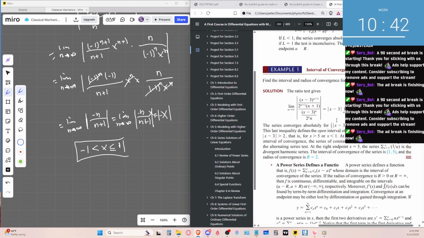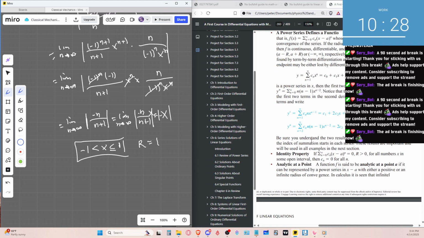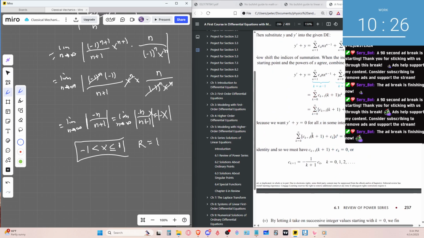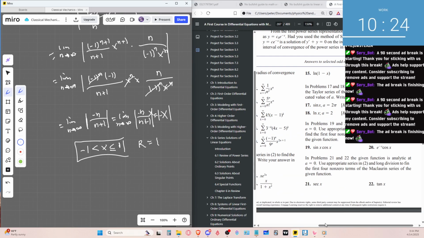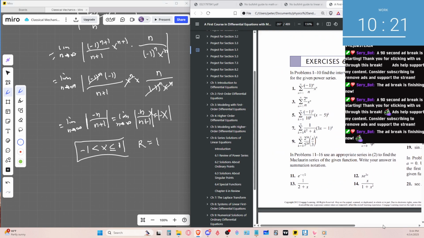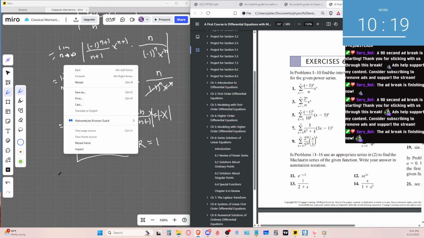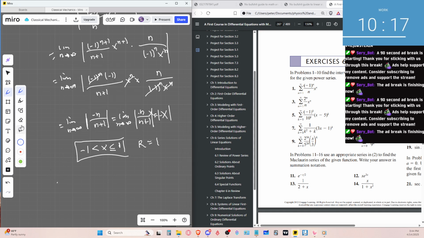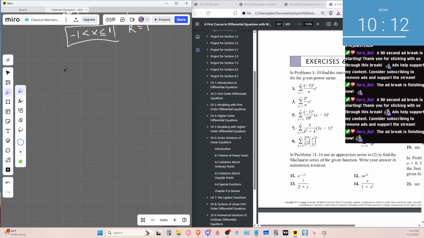Oh yeah, because there's something in front here, so that's why the radius is 2. But in this case it's 1 because there's just 1 here, so r is equal to 1. Okay, let's try another one. Okay, let's try number 2.